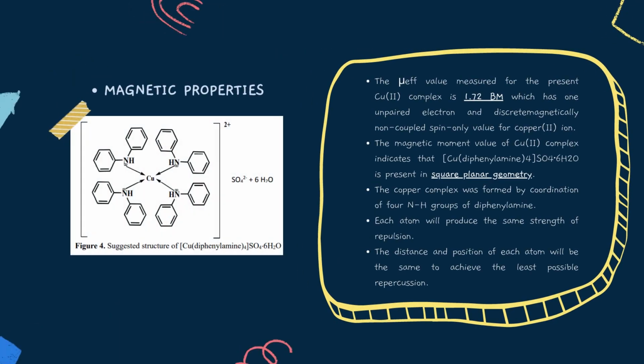Lastly, the magnetic moment for this complex is 1.72 BM, which indicates only one unpaired electron. This magnetic moment value of the copper(II) complex indicates that tetrakis(diphenylamine) copper(II) sulfate hexahydrate has square planar geometry. Based on the figure, the copper complex was formed by coordination of 4 amine groups of diphenylamine.